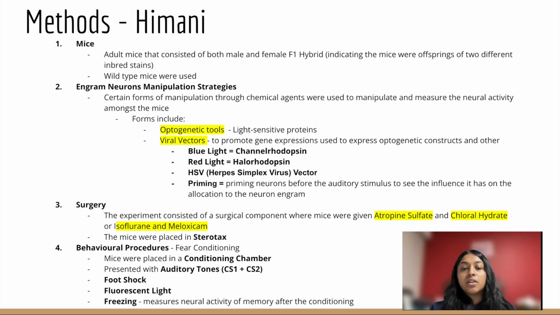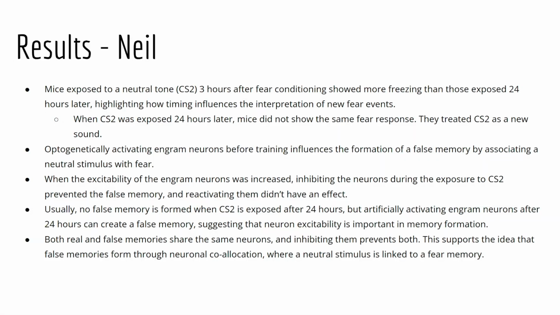Behavioral procedures focused on fear conditioning, which was used for mice that were placed in the conditioning chamber. They were presented with auditory tones of CS1 and CS2 that are listed in the study. Foot shock was associated with that and fluorescent lighting, and freezing measured the neural activity of the memory after the conditioning process occurred. In this study, mice exposed to a neutral tone CS2 3 hours after fear conditioning showed more freezing than those exposed 24 hours later.